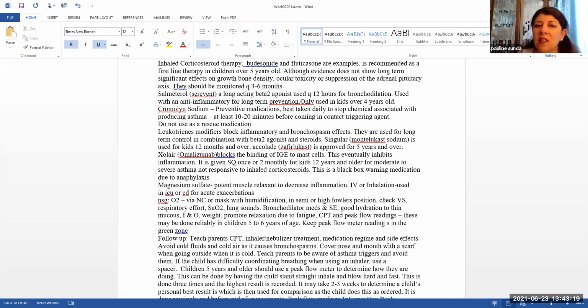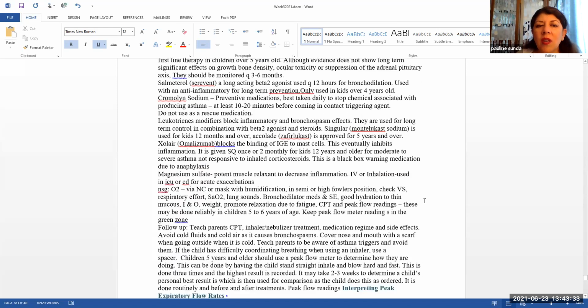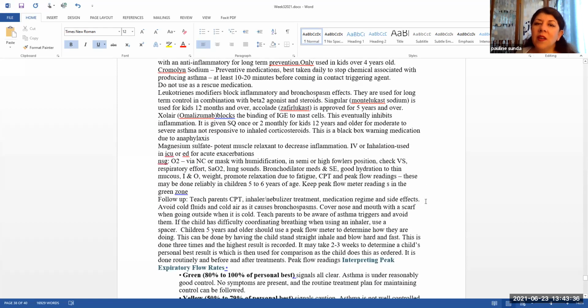Salmeterol or Serevent is a long-acting beta-2 agonist, and this is used every 12 hours for bronchodilation. It's used with an anti-inflammatory for long-term prevention. This can only be used in children over 4 years of age. Cromolyn sodium. This is a preventative medication best taken daily to stop chemical-associated triggers that produce asthma. You want to use it at least 10 to 20 minutes before coming in contact with something that can trigger your asthma. This is not a rescue medication.